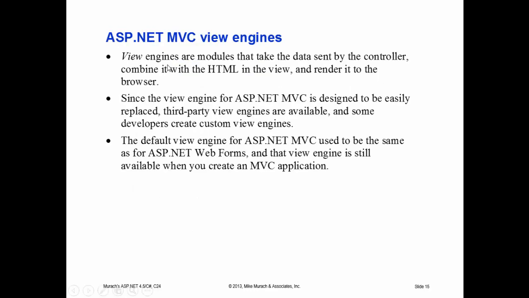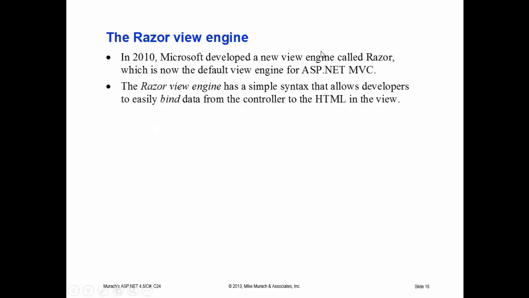So again, reiterating, view engines are modules that take data sent by the controller, combine it with HTML, and then render it to the browser. You can have more than just the Razor view engine. I mentioned the old ASPX web forms was also an engine. That was the first one that was available. Now Razor's out, but you can replace them, come up with your own, or get a third-party engine. So it's designed to be interchangeable, or pluggable.